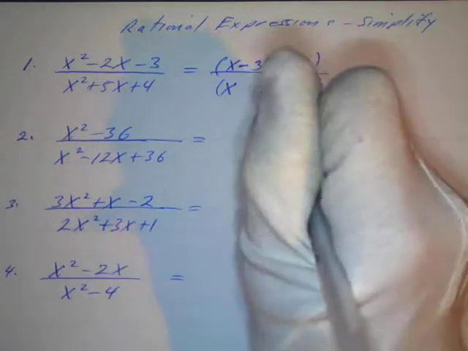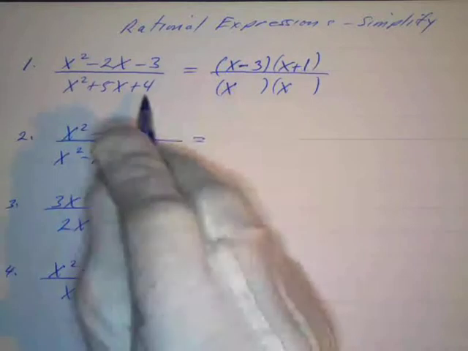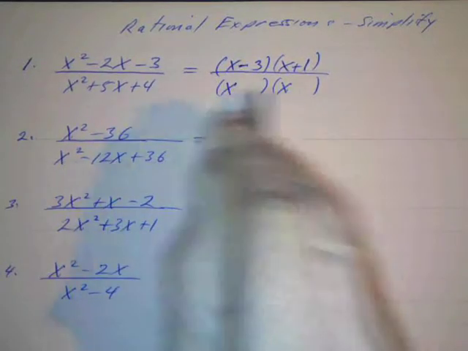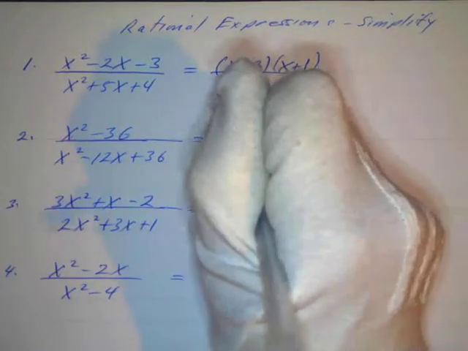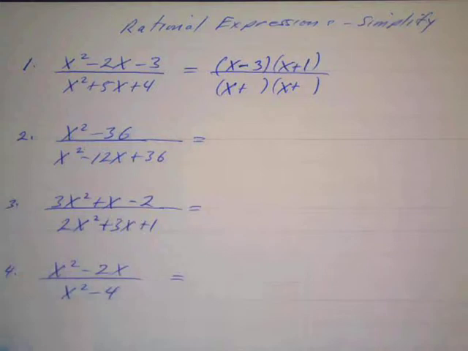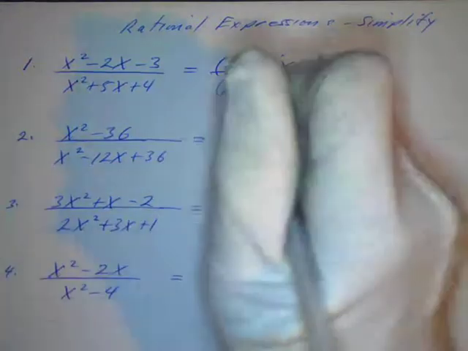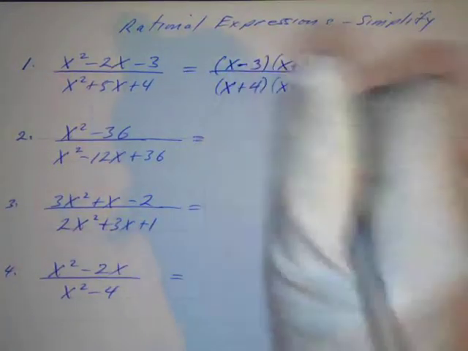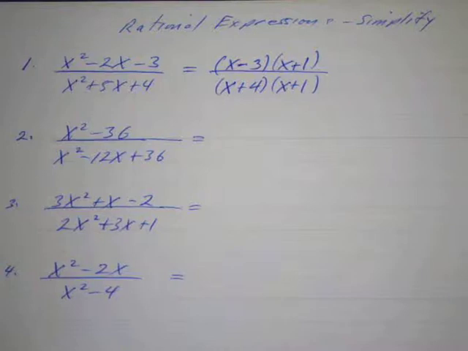And the bottom, we can factor this also. This tells me these signs are going to be the same. They're both going to be positive. Multiply to give 4, but add to be 5, so I'd say 4 times 1 would work. And there you go. So now we have the top and the bottom factored.